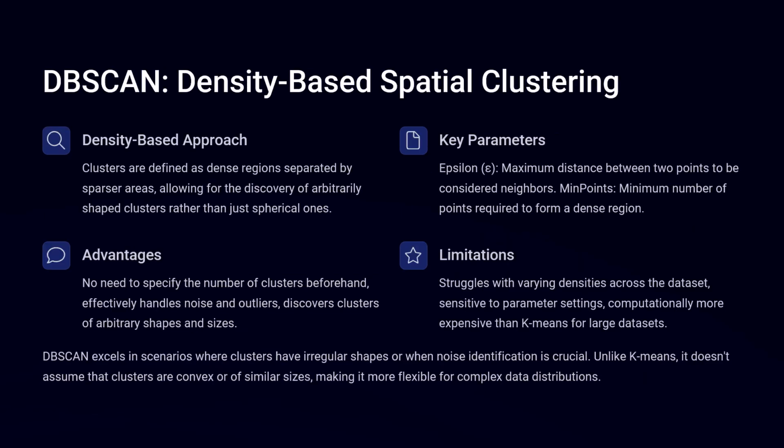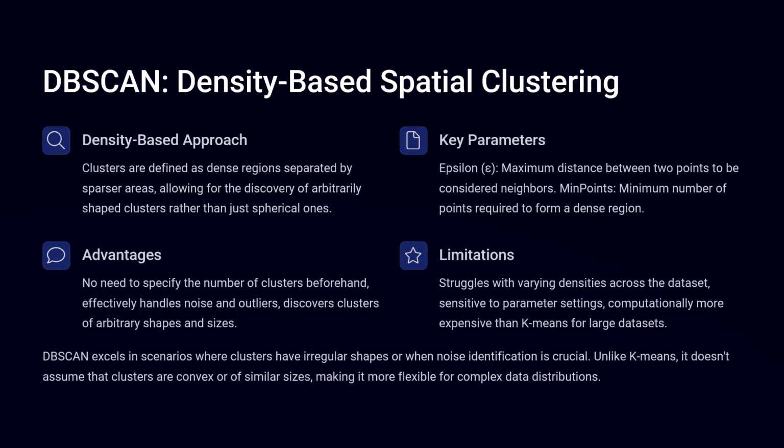DBSCAN, density-based spatial clustering. Density-based approach: clusters are defined as dense regions separated by sparser areas, allowing for the discovery of arbitrarily shaped clusters rather than just spherical ones. Key parameters. Epsilon: maximum distance between two points to be considered neighbors. Min points: minimum number of points required to form a dense region.